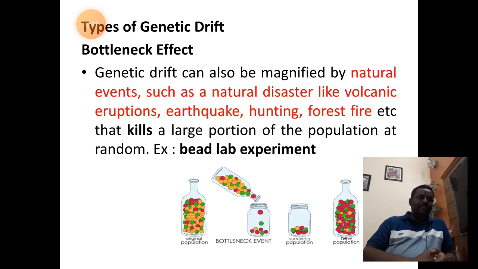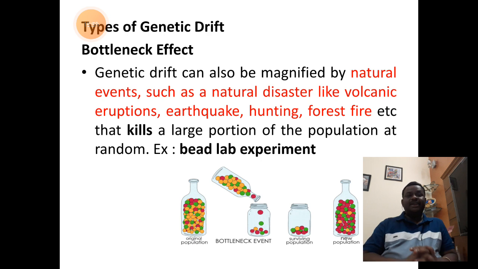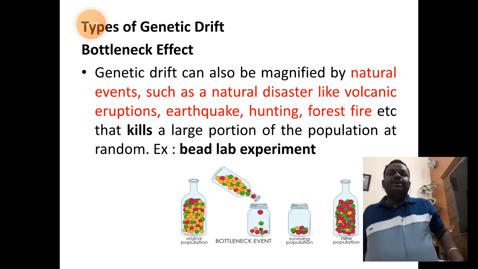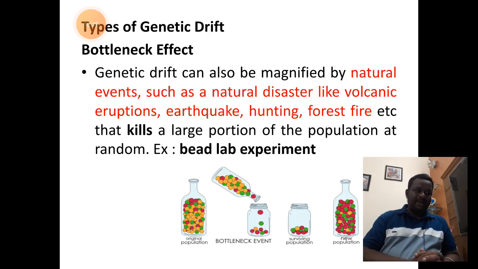Now coming on to the types of genetic drift. Students, this concept of genetic drift is very, very important. It is the most repeated question in the examinations for short notes. So first you'll have to define what genetic drift is. Then what is its significance? What are the requirements? Next comes the types. There are two types of genetic drift. Number one, bottleneck effect. Number two, founder effect.